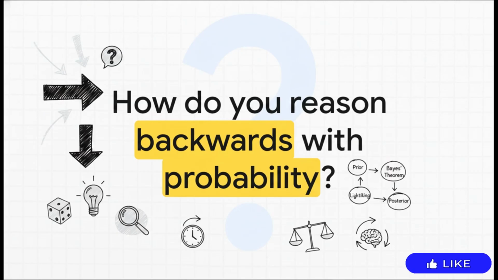We're all pretty used to thinking about probability going forwards, right? Like, what are the chances that something will happen? But what if it's already happened? How can we use the evidence we have right now to sort of rewind and update our best guess about what led us here in the first place?